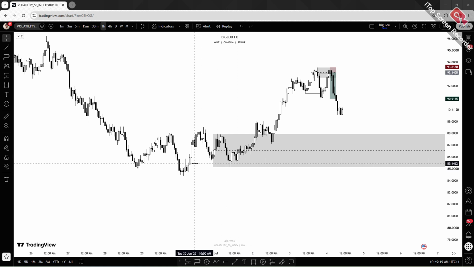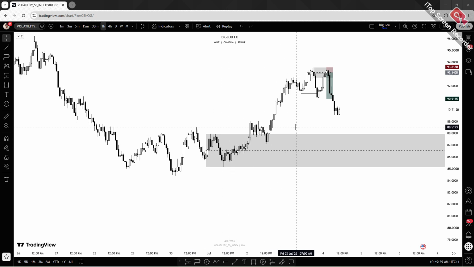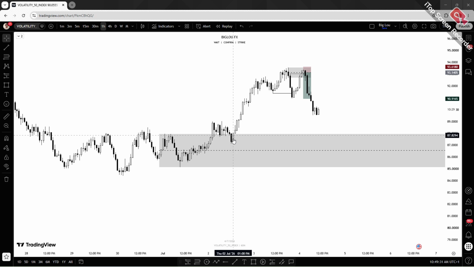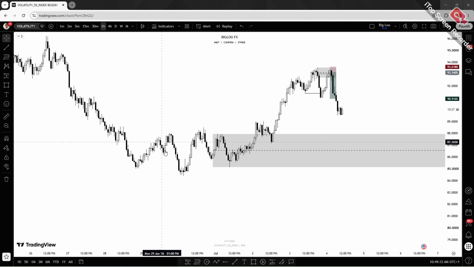We'll see that after I did that, it came back to mitigate all the imbalance before moving up. So there's no inefficiency here. The closest we'll have is this one. So it's just in a range. You could see this indecision, indecision, indecision before this push up. Although we can still observe it, it's not an A plus setup.